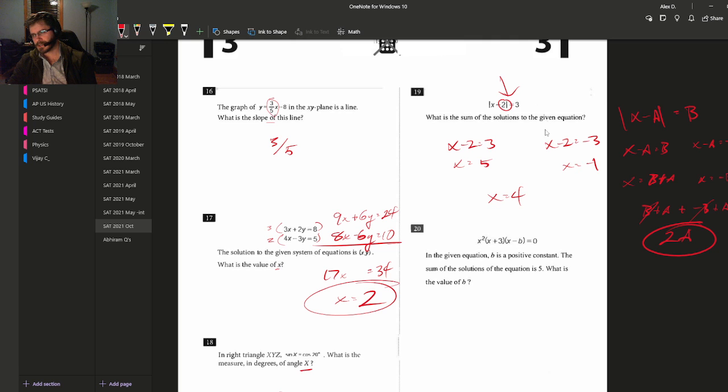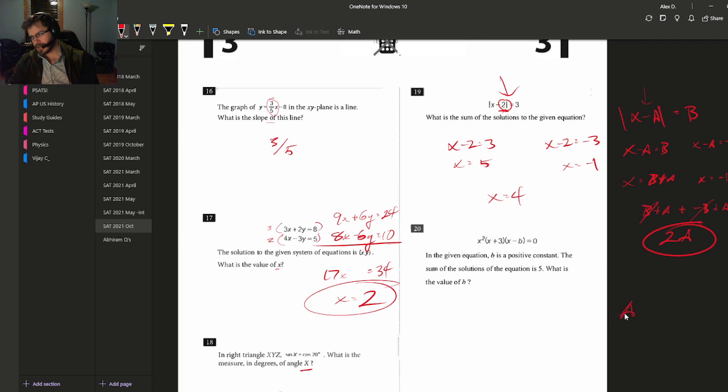So sum of solutions for a simple absolute value is 2 times the a position. Notice that it's minus a in the standard form here. So if that's plus 7 or something like that, a is negative 7. So 2 times a is the sum of solutions. Cool.